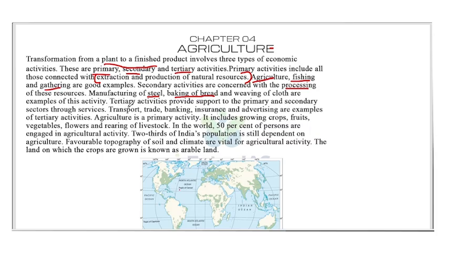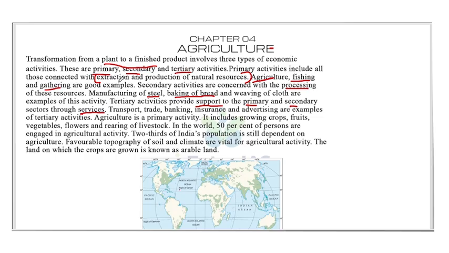Now tertiary activities provide support to the primary and secondary sectors through services. So tertiary activity means services. They mainly include services, that is, they provide support to the primary and secondary sectors. So this is about the three sectors of the economy.